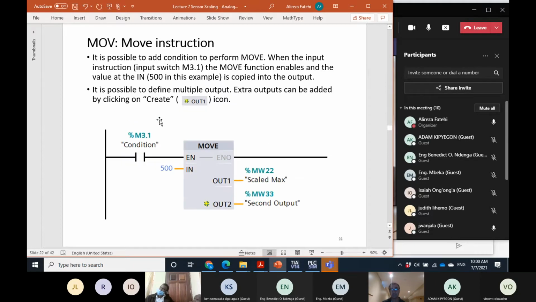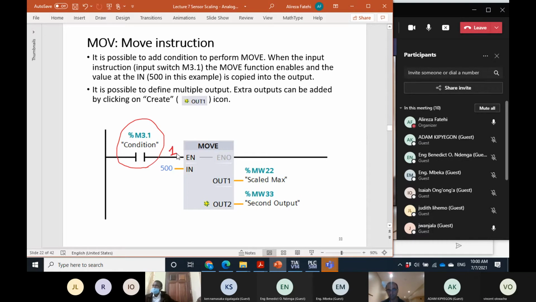There are some issues on that. One of them is that you can add a condition for this instruction. For all of the math functions, I think all of them, maybe there are some exceptions, I don't remember, but up to my memory, all of the math functions, you can have an input condition for them. This instruction operates if the condition is satisfied.